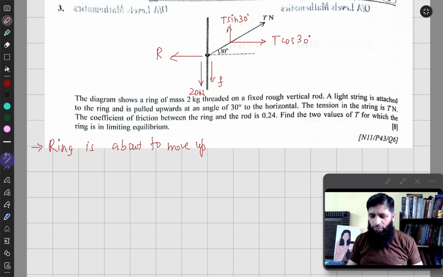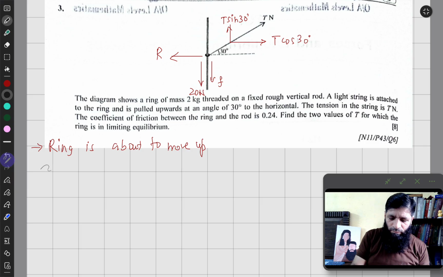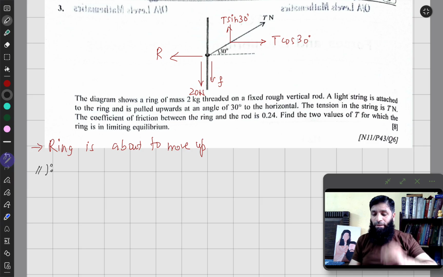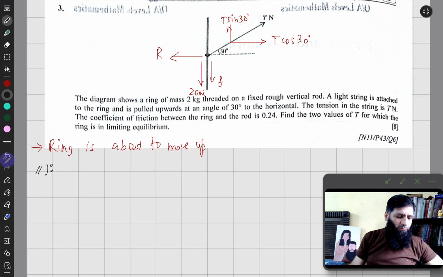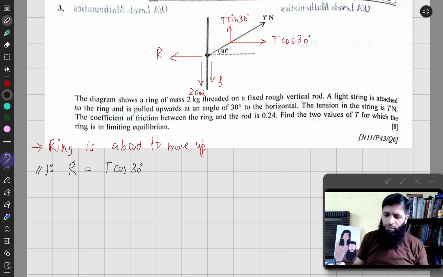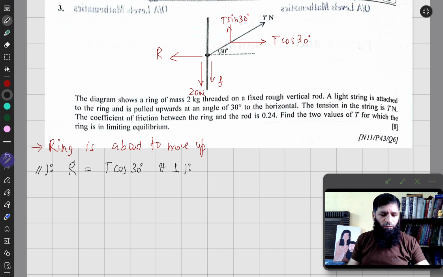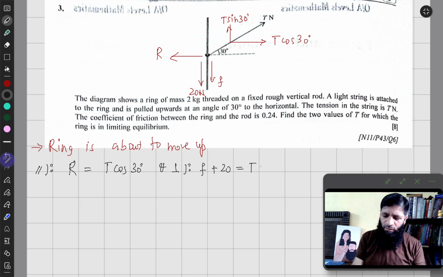Now we can see, if you talk about the parallel forces or the horizontal forces, you have two forces, T cos 30, and that will be equal to R. So R will be equal to T cos 30. And if you talk about the perpendicular forces or the vertical forces, you have three forces. F plus 20 will be equal to T sin 30.